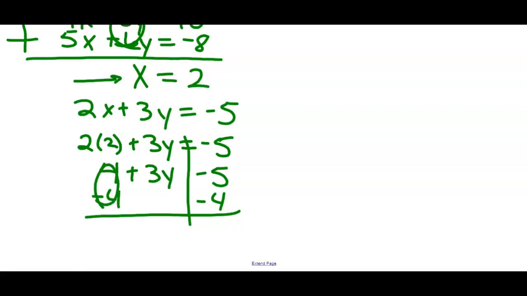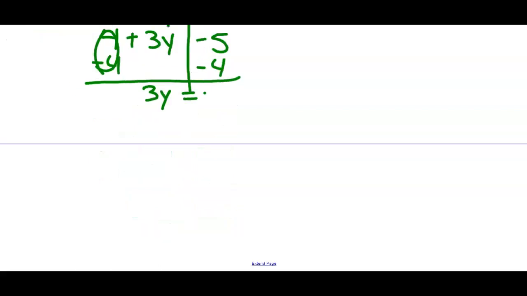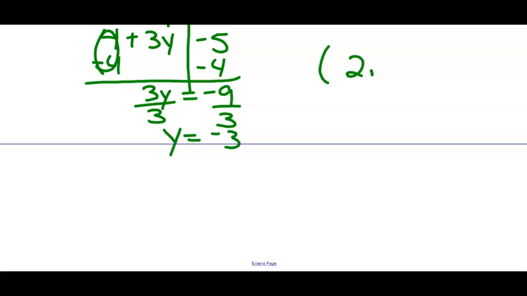So this will add to 0. I get 3y equals, what's negative 5 plus negative 4? I'm going to divide by 3. Y is equal to negative 3. My answer is? Way to go. Negative 3.